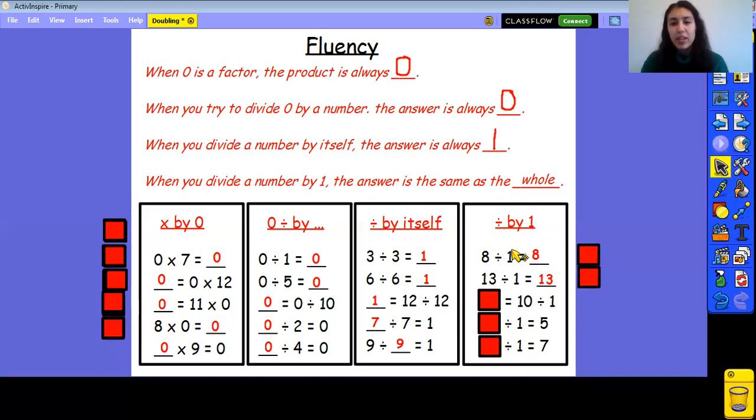Well done. So again, my equation has flipped around so that my answer is now at the beginning. So 10 divided by 1, it's the same as my whole. This is my whole. It's 10.